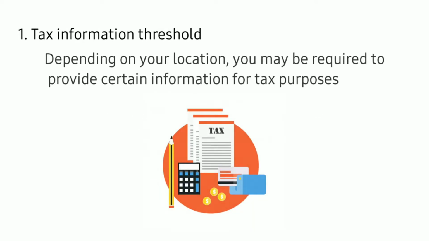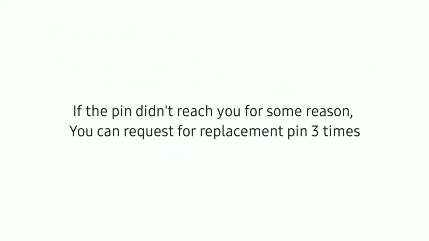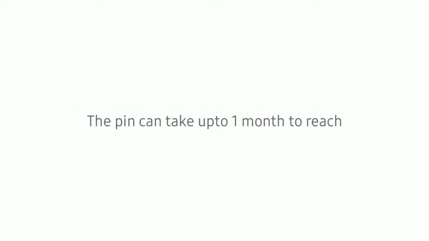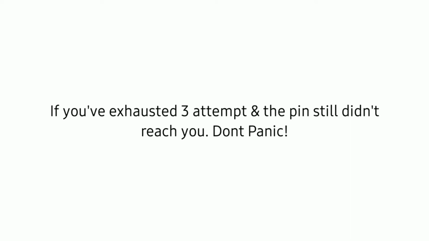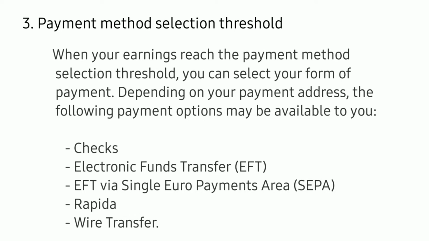Now, let's talk about how we get paid, and how to add our payment details. In order to get paid, some verification and threshold have to be completed. Upload your tax information to your AdSense account. Verify the address you entered in your AdSense account. A PIN will be mailed to your address, and you have to enter it in AdSense. Depending upon your location, different payment options will be available for you.